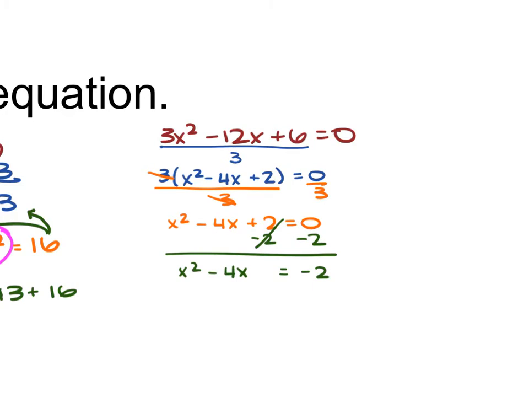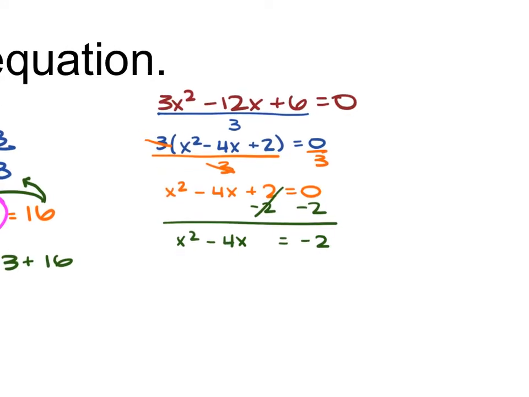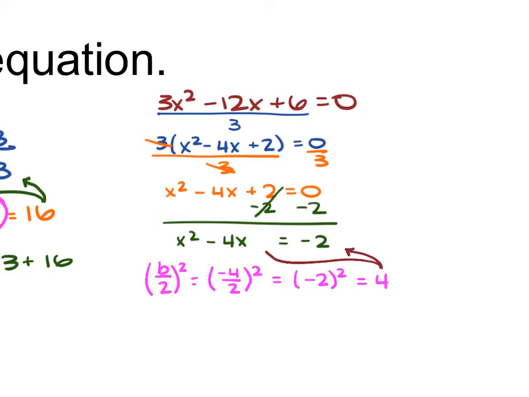From here, I want to do my b over 2 squared and add it to both sides of my equation. So my b in this case is negative 4. So this b over 2 squared is going to be negative 4 over 2 squared, which is negative 2 squared, which simplifies to be 4. I then add that 4 to both sides of my equation, and I get x squared minus 4x plus 4 is equal to negative 2 plus 4.